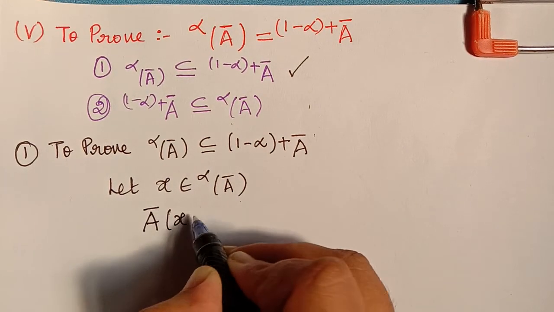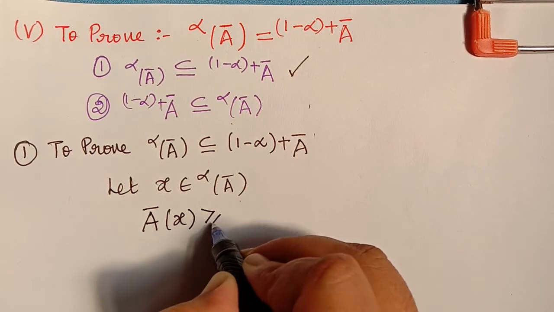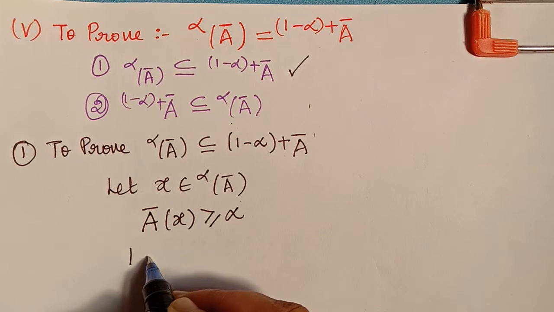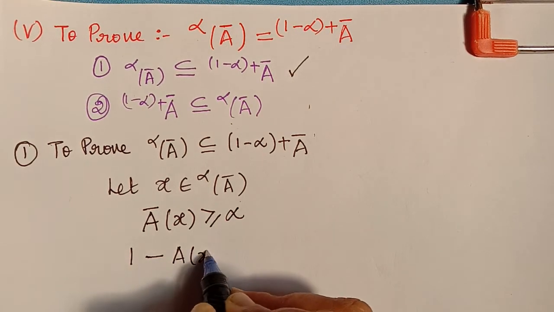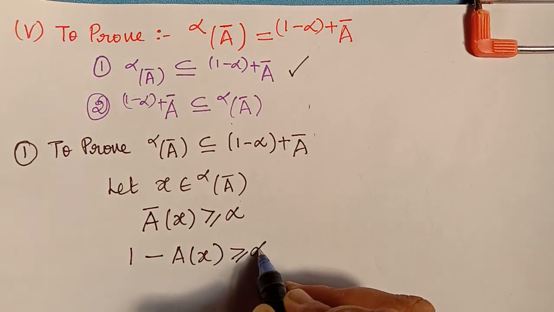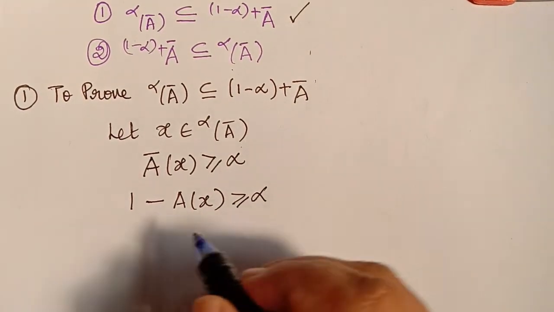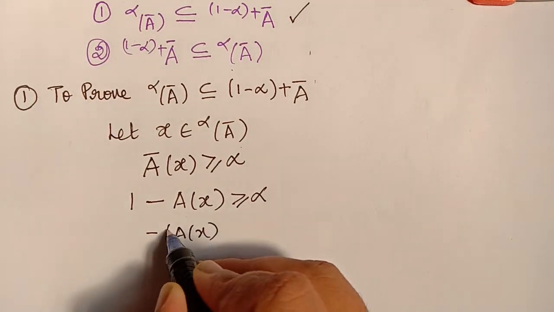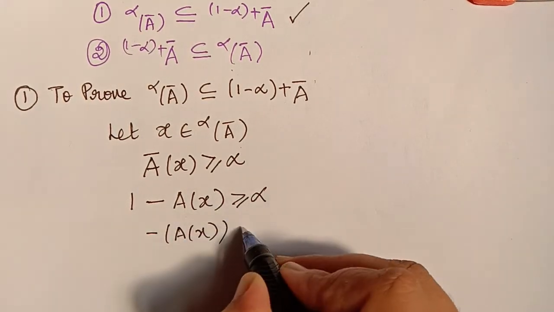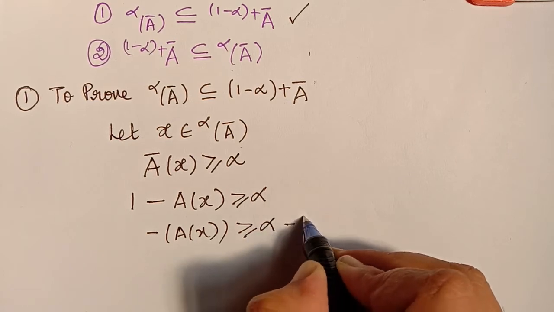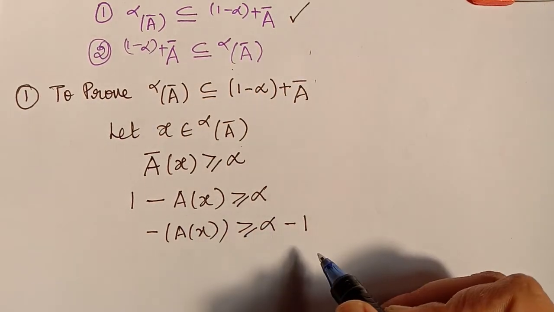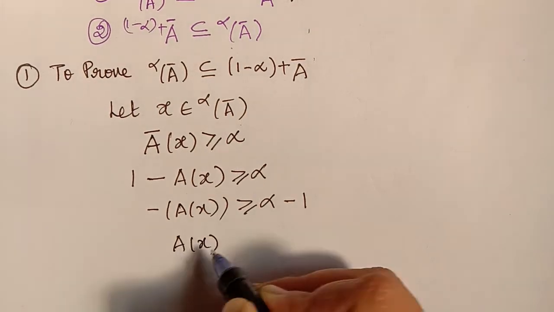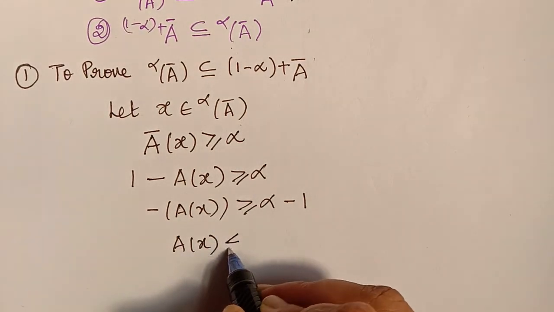Now because x is an element of alpha cut of A complement, by the definition of alpha cut, A complement of x will be greater than or equal to alpha. So this A complement of x can be written as 1 minus A of x greater than or equal to alpha. So taking this 1 to the other side, we get negative A of x to be greater than or equal to alpha minus 1. Now we shall change the sign throughout. So when we change the sign, we get A of x, and the inequality changes to be lesser than or equal to.